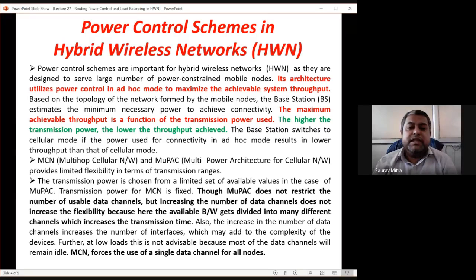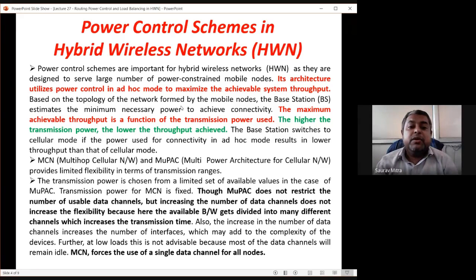So based on the topology of the network formed by the mobile nodes, the base station estimates the minimum necessary power to achieve connectivity. So here, first the base station calculates. The base station has the whole understanding of all the nodes within its cell. So if A to B, with some intermediate nodes, as we have seen yesterday in the case of MCN, HWN and SOPRANO, two nodes within a cell having a base station are trying to connect to each other. In that case, the base station will estimate the minimum energy required to transmit the power from A to B. So this is a very important thing.